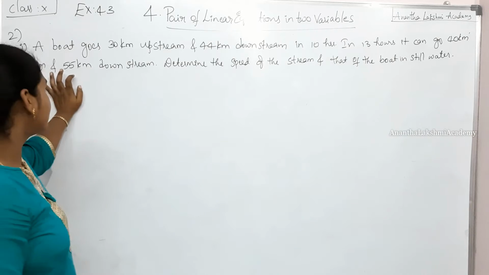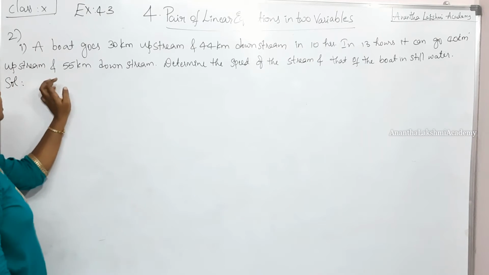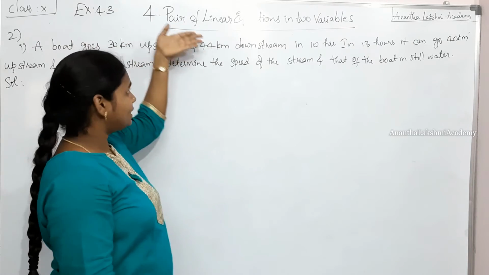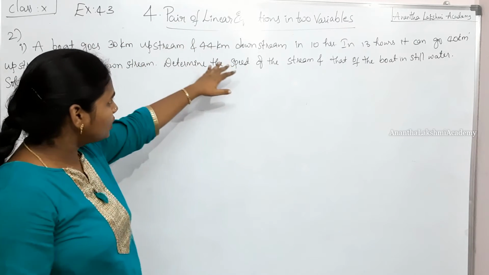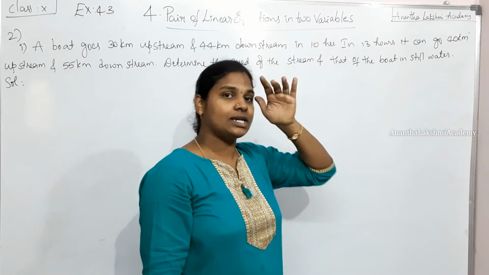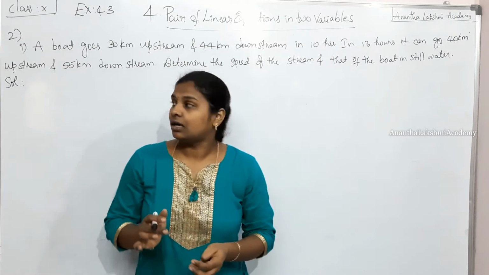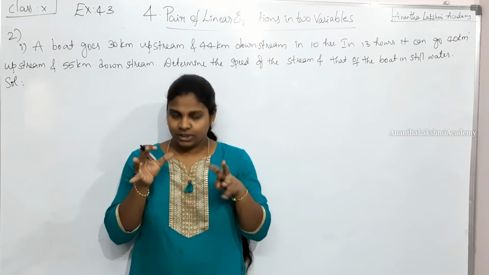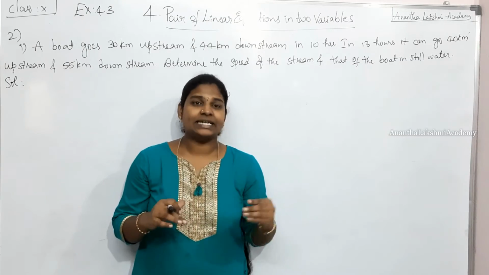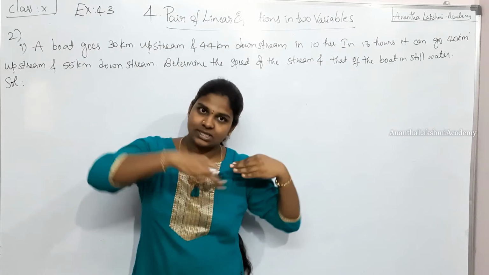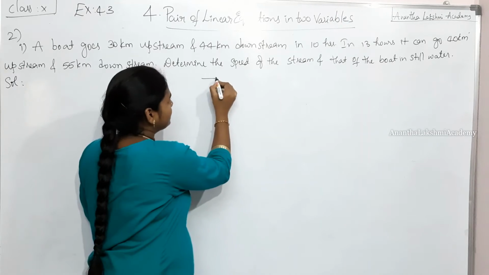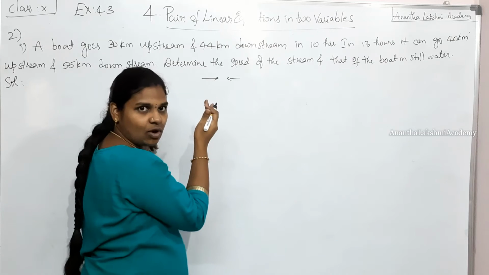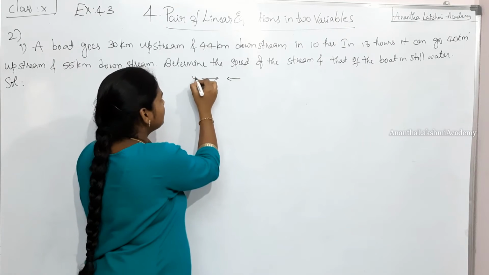Here I have the first bit of the second problem written on the board. Let me read out the problem for you. A boat goes 30 kilometers upstream and 44 kilometers downstream in 10 hours. Whenever you are going in a river or a watery place, there will be two things: one is upstream and the other is downstream. Upstream is this. You travel in this direction and the stream is traveling in the opposite direction. This is nothing but upstream.